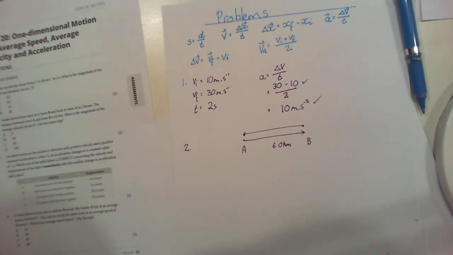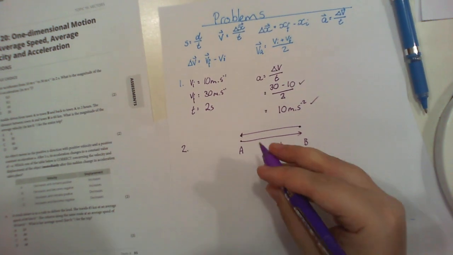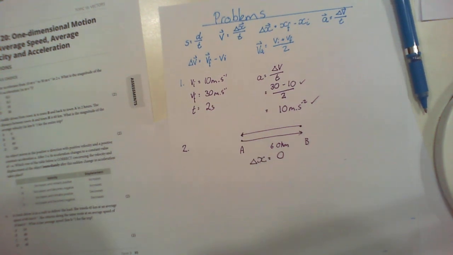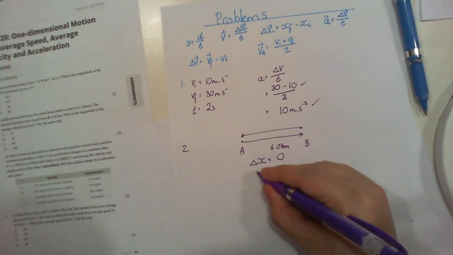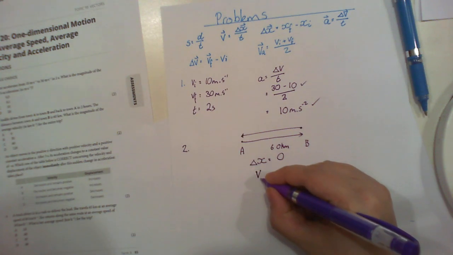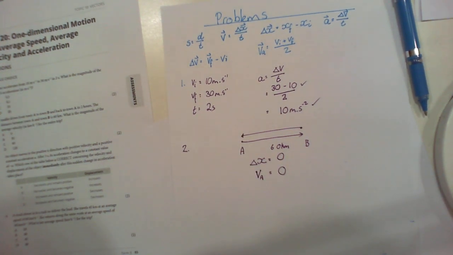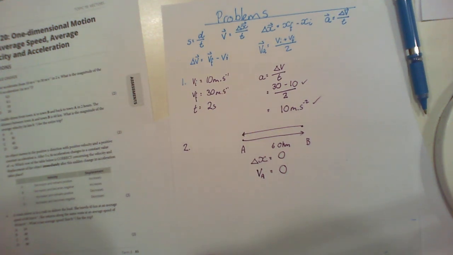What was his displacement? What was his final displacement? His final displacement was of course 0. So his average velocity must of course be 0. This is a trick question, so don't overthink it.